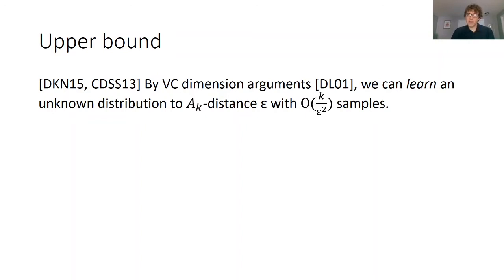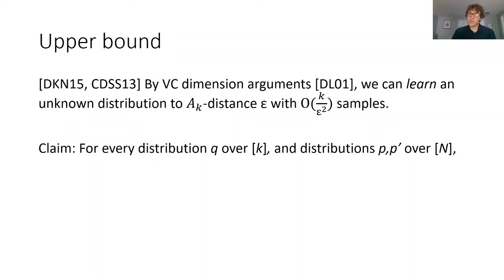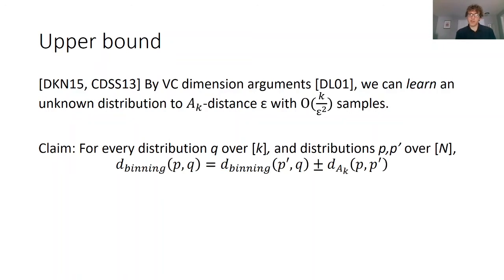Now the definition of A_k distance looks very similar to this binning distance we were talking about, because we're talking about the total absolute error when we break things up into k pieces. One thing we prove, up to some small details depending on how you treat the elements with probability 0, is that for every reference distribution Q and every pair of distributions over [N], the binning distance to Q for both of these distributions can't be much different as long as they're close in A_k distance. So if we can learn a distribution up to A_k distance, we could use that for the binning distance.